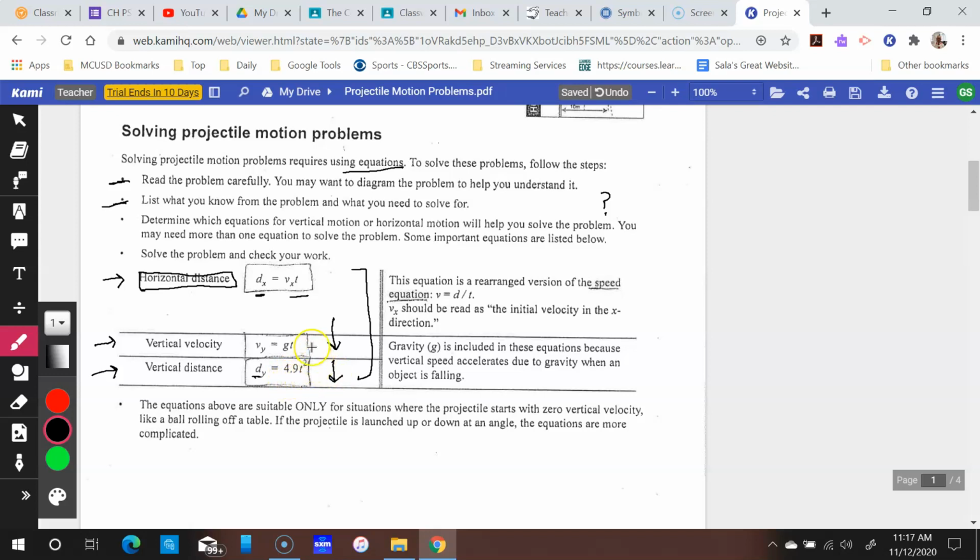times t squared. So again, gravity is included in these equations because the vertical speed accelerates due to gravity when an object is falling. So notice that you've got g here, and really this is half of g, so g is included there. But when you're talking horizontally, there is no acceleration due to gravity.